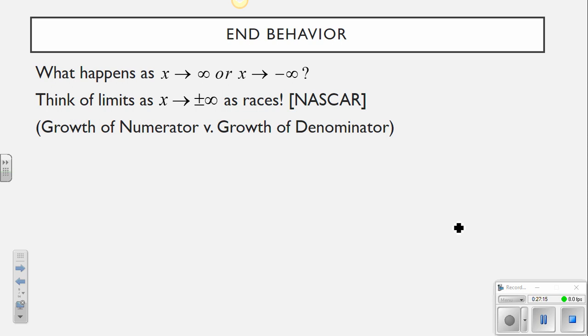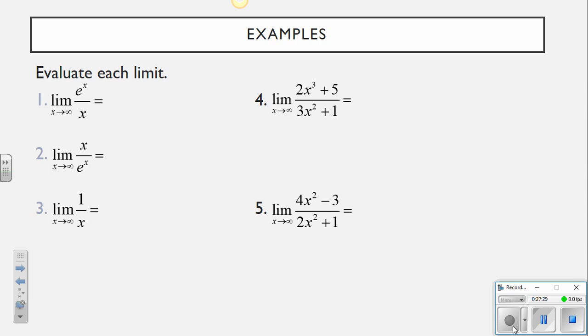All right. So when we talk about the end behavior as limits approach infinity, it's going to be basically which one's growing faster. Does that make sense? Okay. So make sure you jot that down. All right. So it's NASCAR time. Are you guys ready for this?